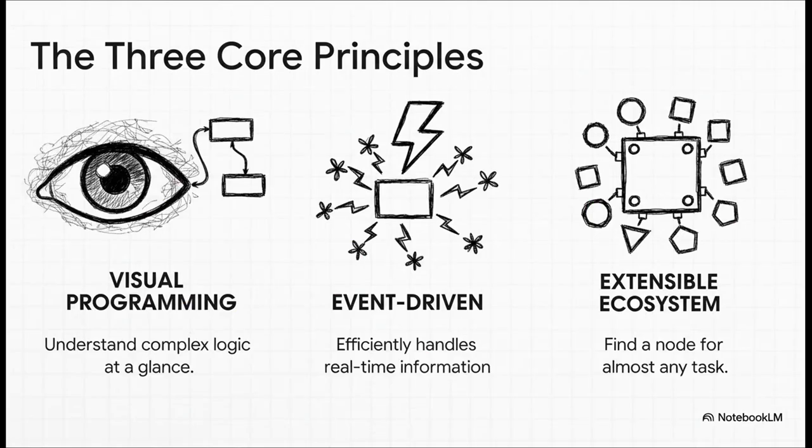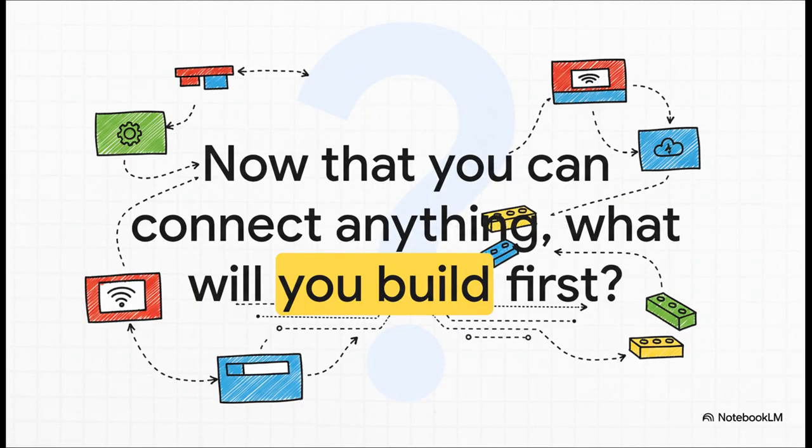So it all boils down to these 3 key ideas. It's visual, so you can actually see your logic laid out in front of you. It's event-driven, which makes it perfect for reacting to things happening in the real world, right now. And it has a massive, extensible ecosystem, which basically means if you can dream of connecting it, somebody has probably already built a Lego block for it. So there you have it. It's a simple, visual, and incredibly powerful way to solve some really complex problems. It gives you the power to connect just about anything to, well, anything else. Which leaves just one question, really. What are you going to build first?